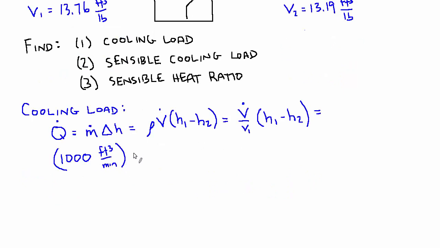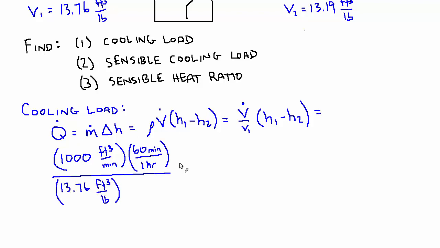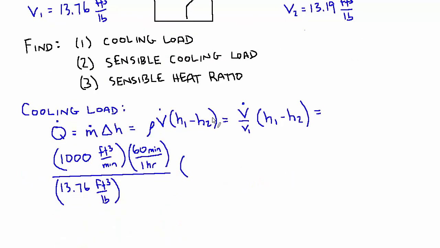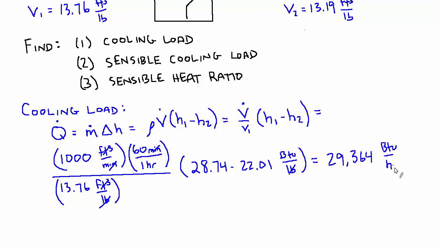We're going to need to go from minutes to hours, so let's multiply by 60 minutes. And then V1 from above is 13.76 cubic feet per pound. And the difference between H1 and H2 is 28.74 minus 22.01, and that's units of BTU per pound. So cubic feet cancels, minutes cancels, and pounds cancels. So we end up with BTU per hour. And we get 29,364 BTU per hour. So that's the total cooling load.